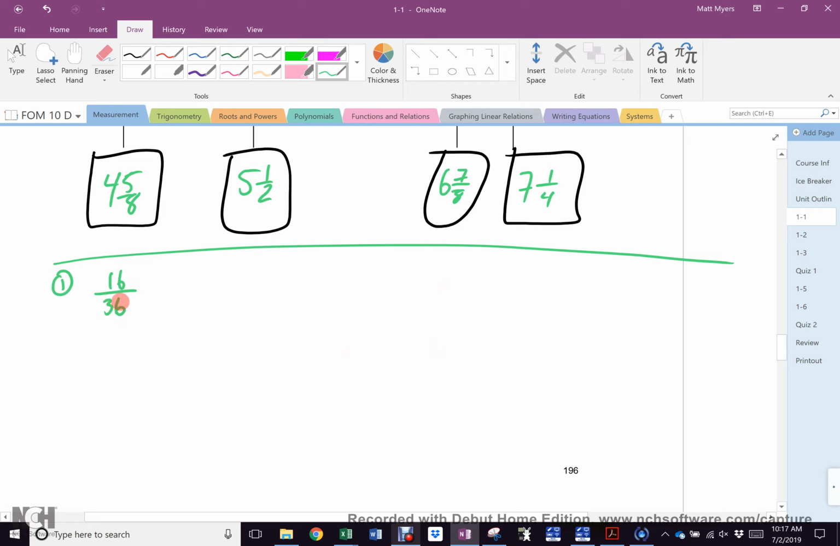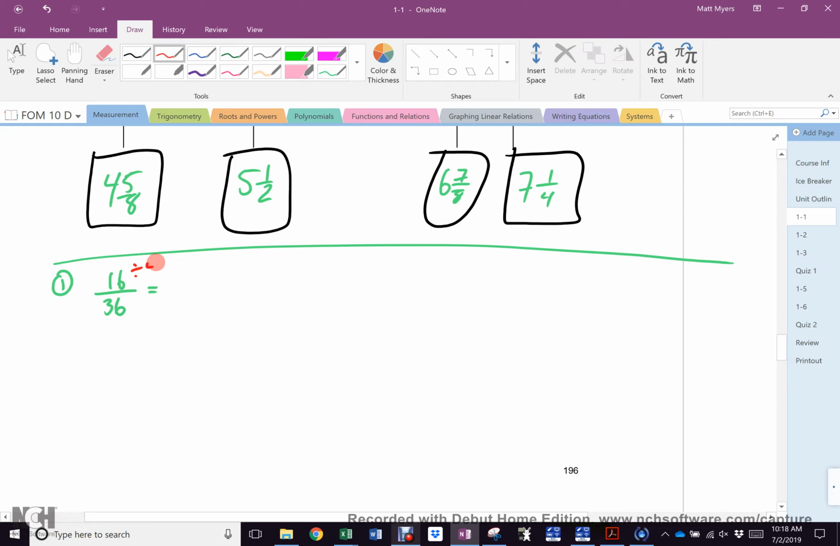16 over 36. Would you hand that in to me or any other teacher as the answer to a question? Why not? Because it's complete, it's the right answer, but we don't want it that way because that's yucky. We want it in simplified terms. How would you simplify that? What would you do, Damon? That's not going to be a mixed fraction. My numerator is smaller than the denominator. So what would I do to simplify that? You would divide by 4, right?